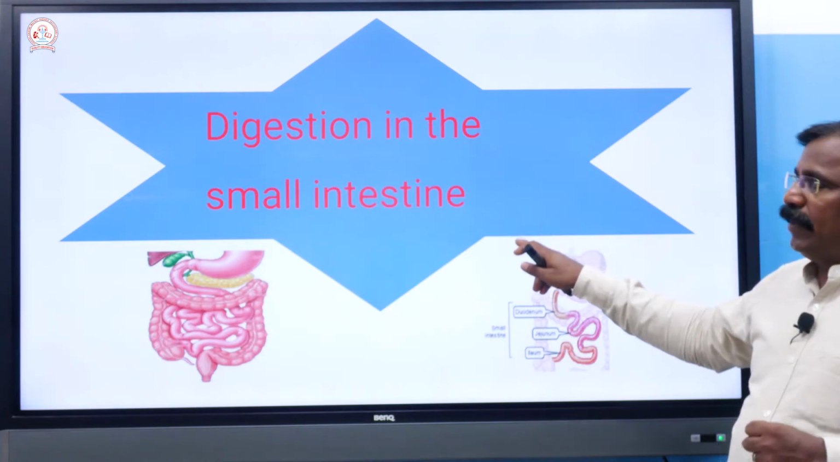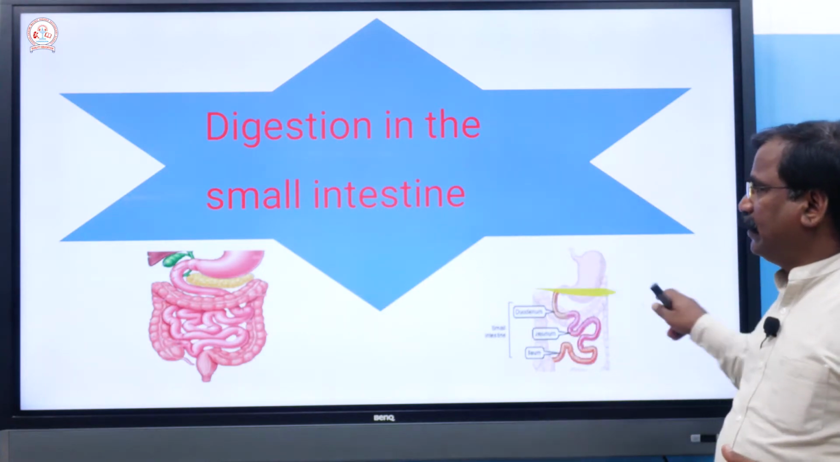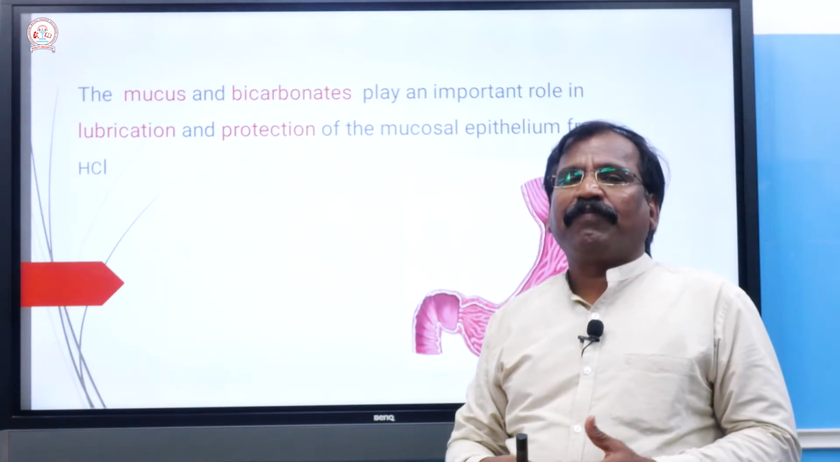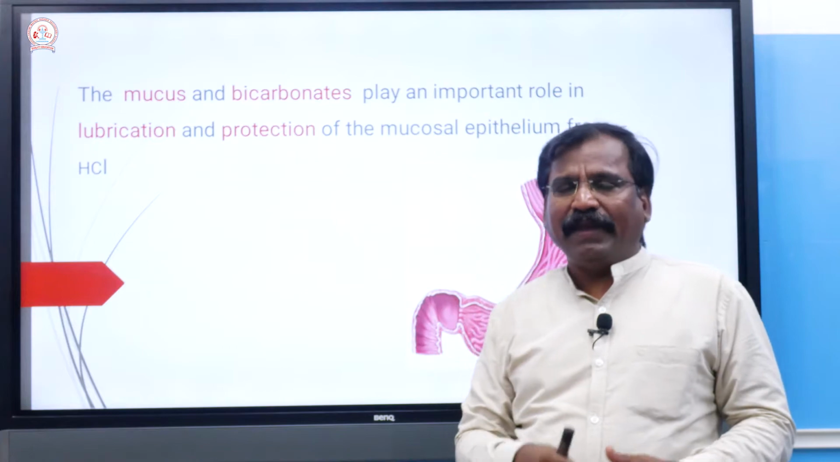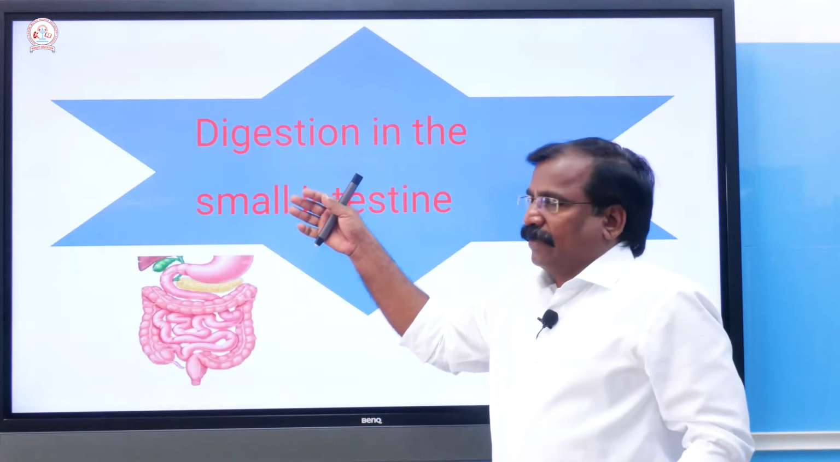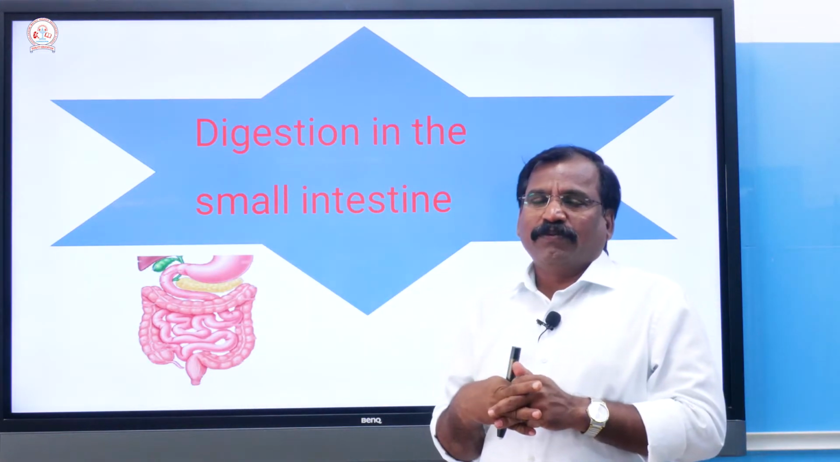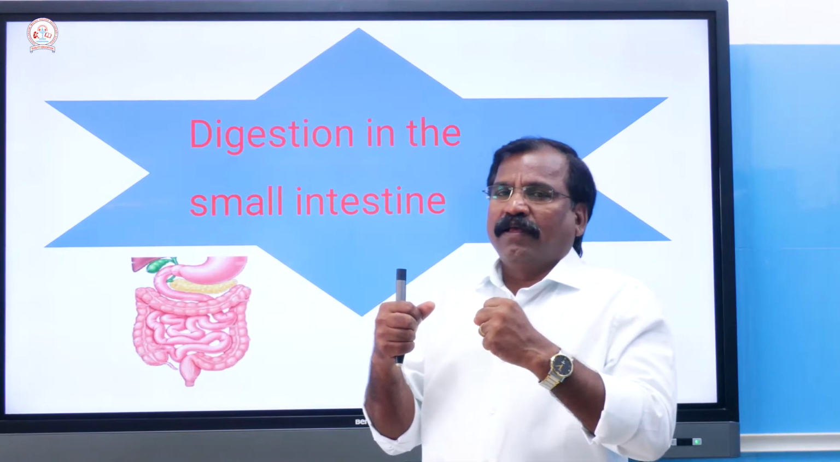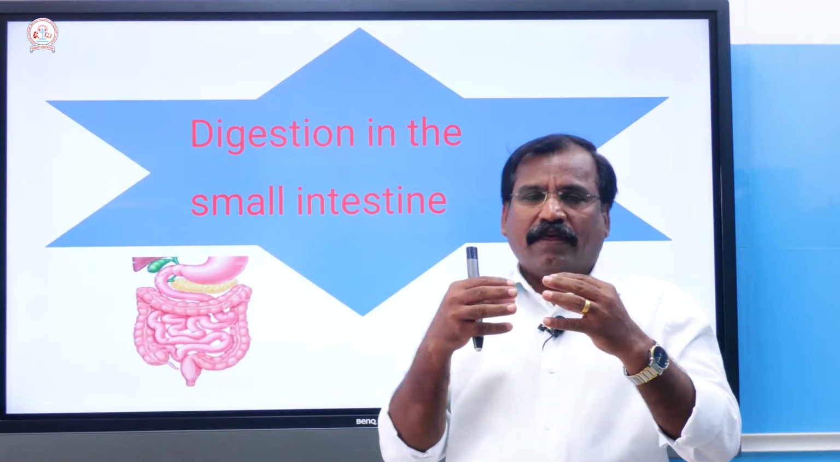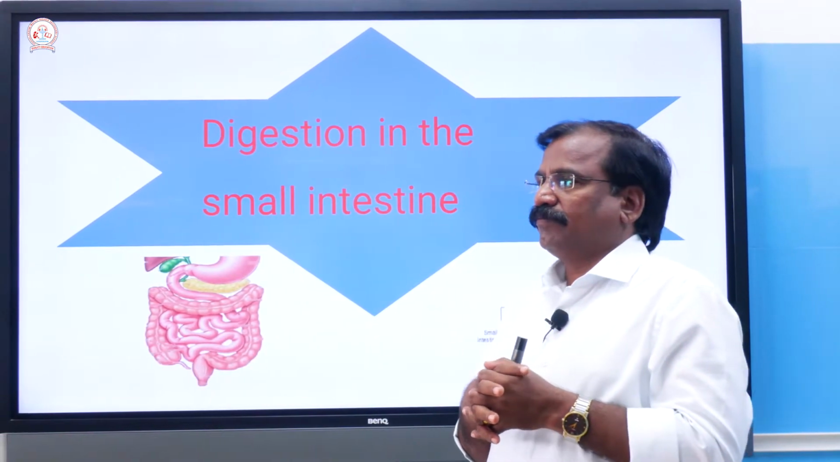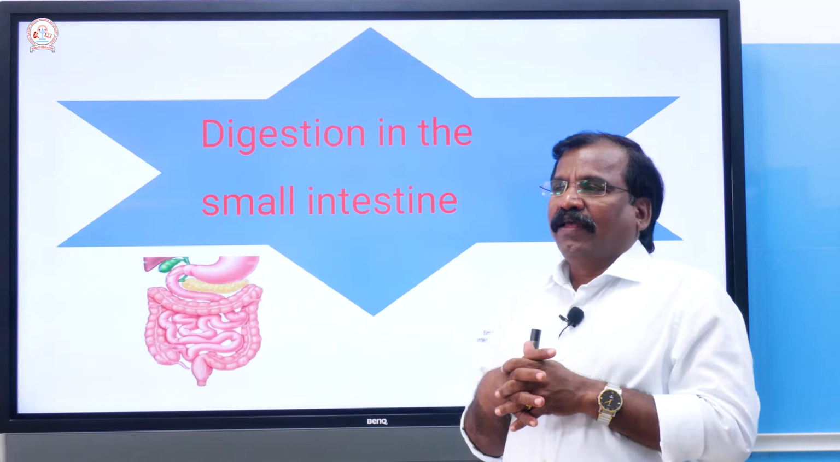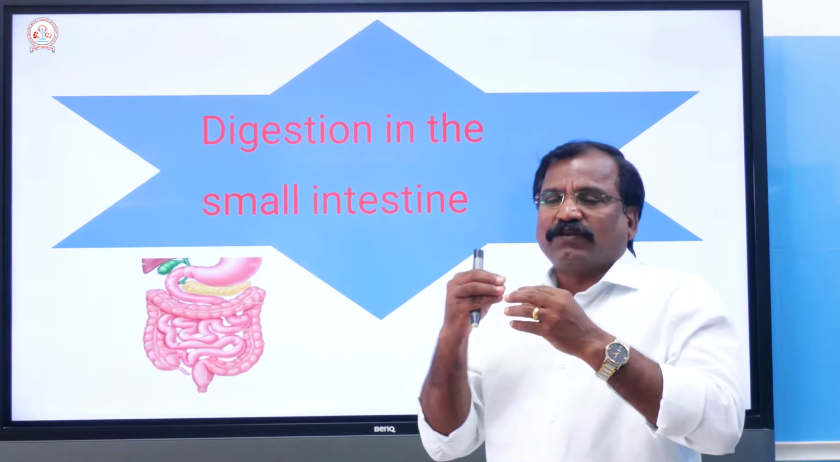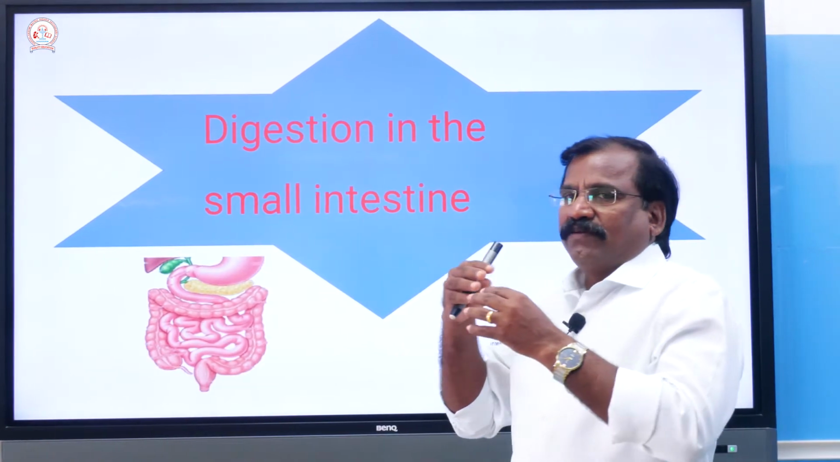So that's all so far for digestion in the buccal cavity and the stomach. Next, after the food is digested by the action of the gastric juices, the food is churned and becomes a semi-solid substance known as chyme. Gradually, slowly, the chyme moves from the stomach to the small intestine.